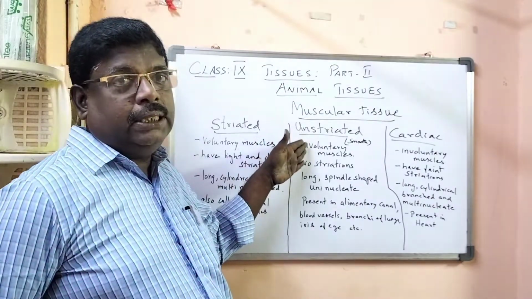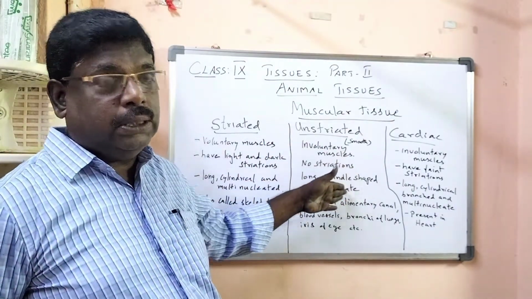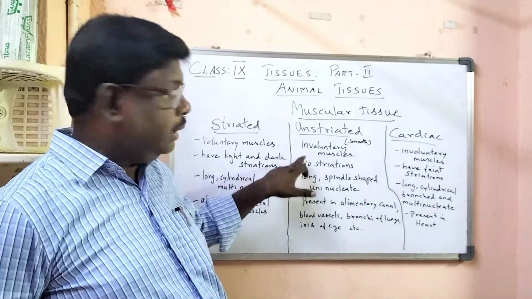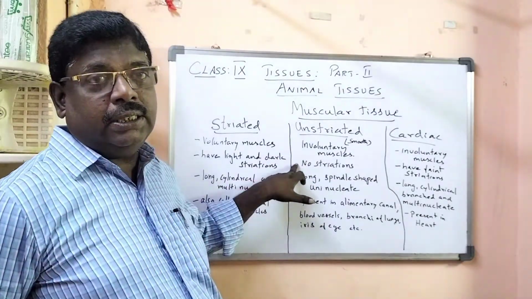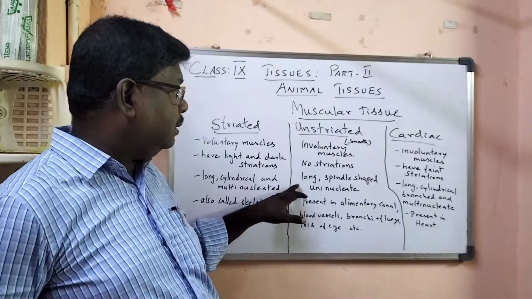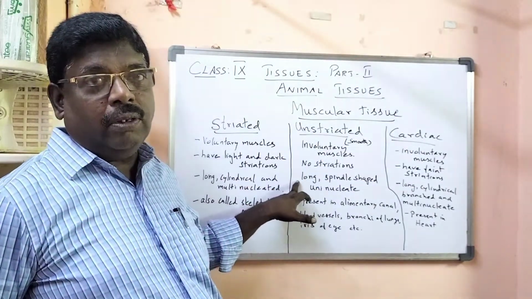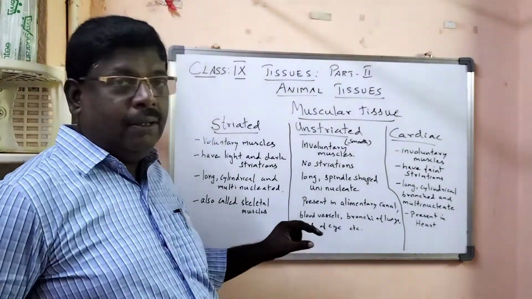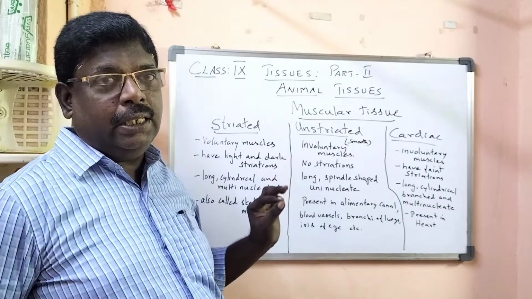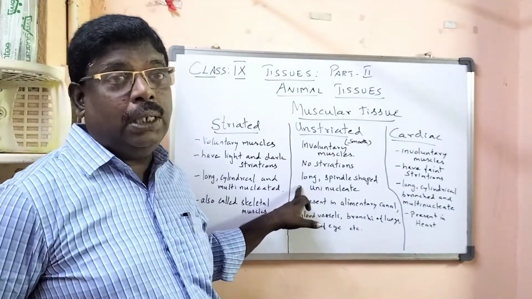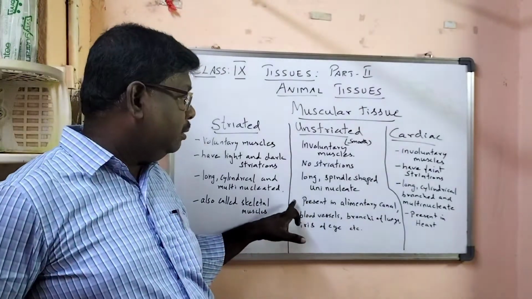Unstriated. Second one, unstriated. Also called smooth muscles. They are involuntary. Their action is involuntary. No striations. There are no lines. So that is why it is smooth in appearance. Here also they are long, but the shape is spindle shape, not cylindrical. Narrow at the edge and broad in the middle. Uninucleate, has only one nucleus.